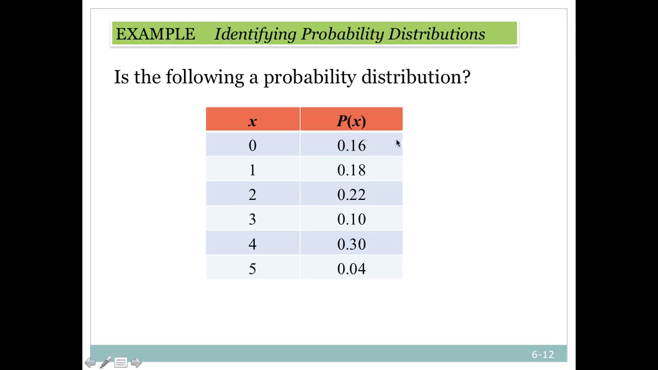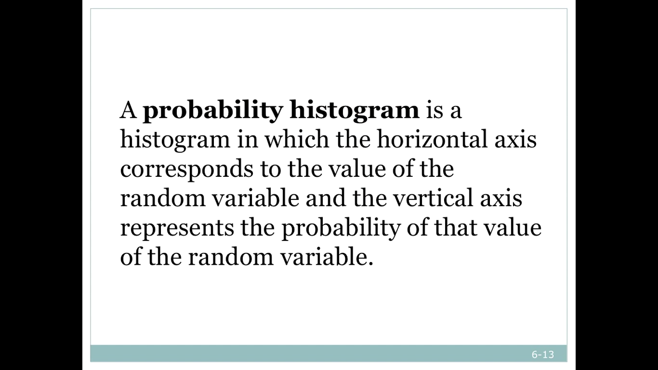If we take a look at this last example, though, we have something that looks very similar. We don't have any negative numbers, we don't have any numbers larger than 1, and when we add everything up, it does in fact equal 1. So this is going to be a probability distribution.